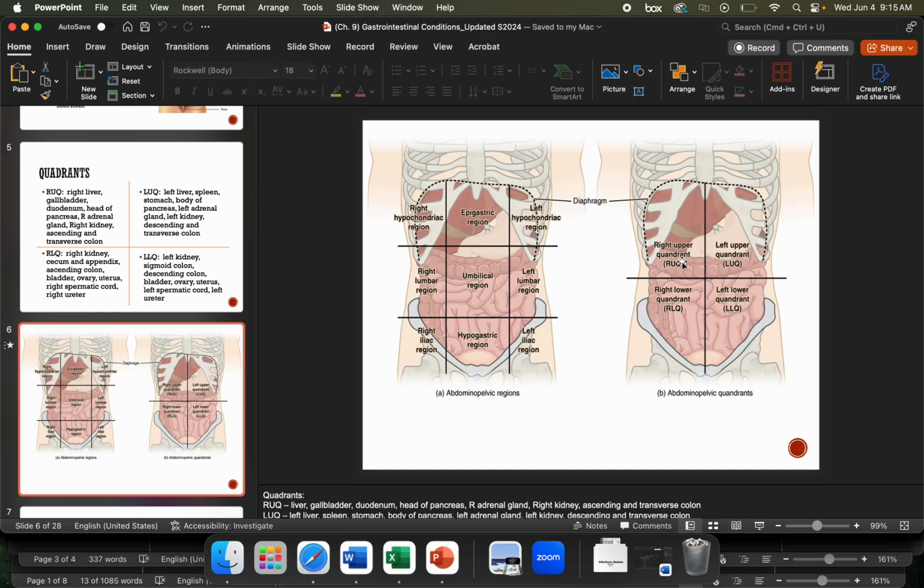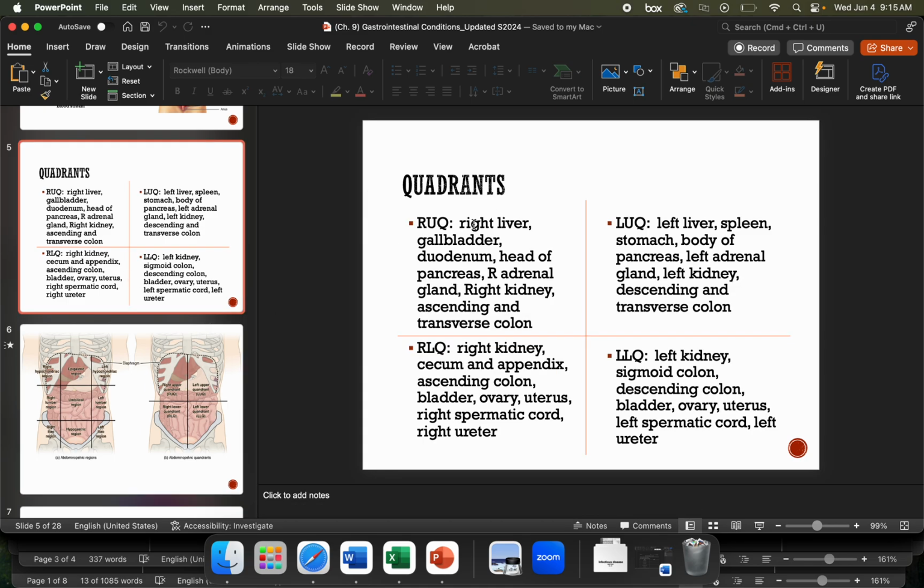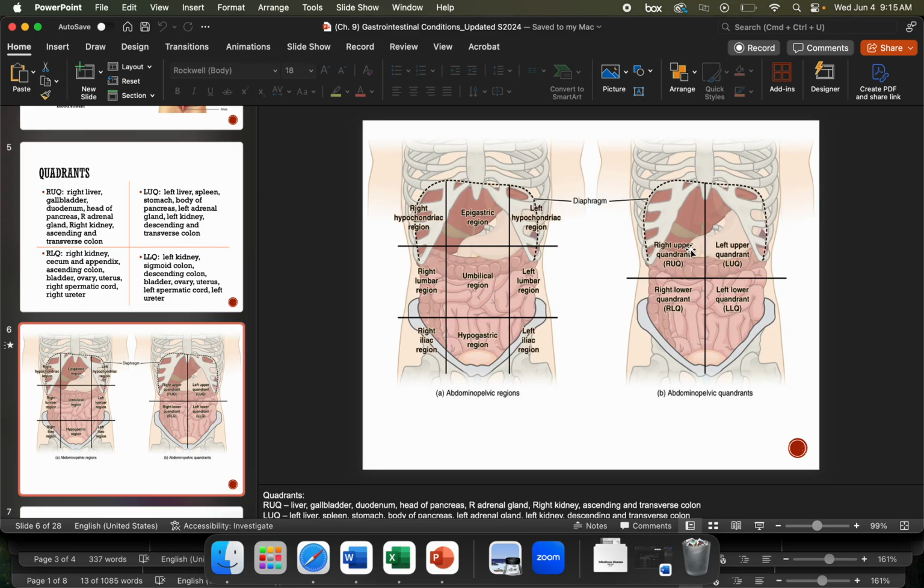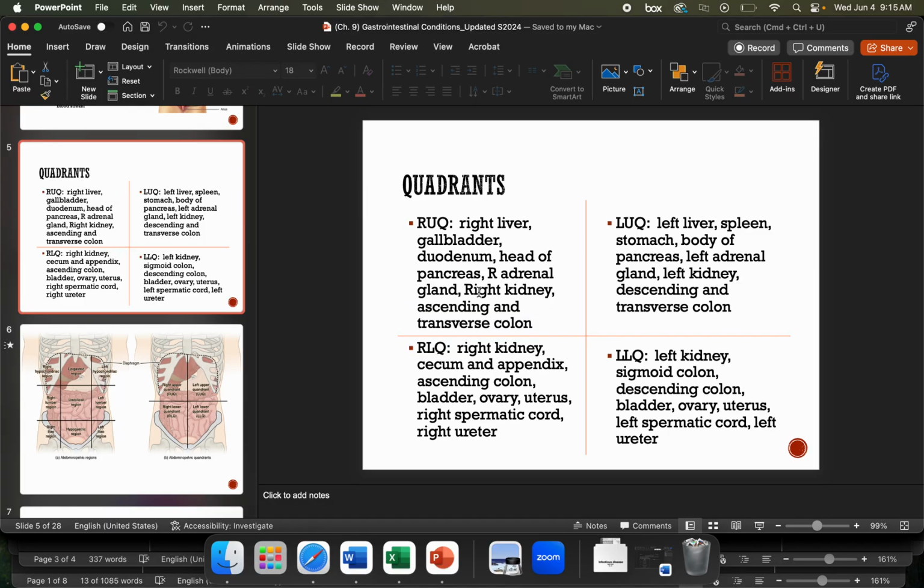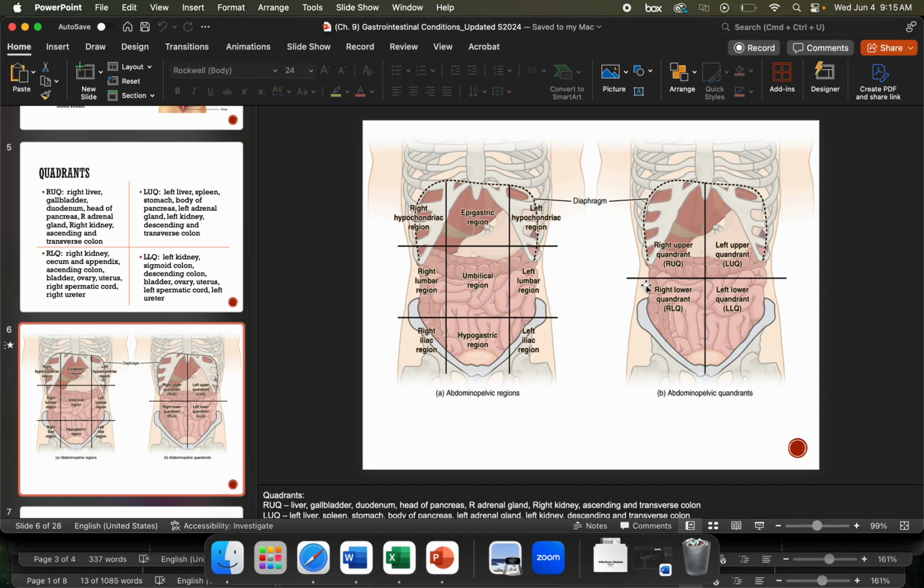So when we look at this picture here, in the right upper quadrant, notice we have a huge portion of the liver. The gallbladder is going to be embedded in that. We're also going to have a portion of the small intestine, a portion of digestive components, the pancreas here, and then we're also going to get into the colon. That colon's going to come up, catch this right upper quadrant, and then come across.